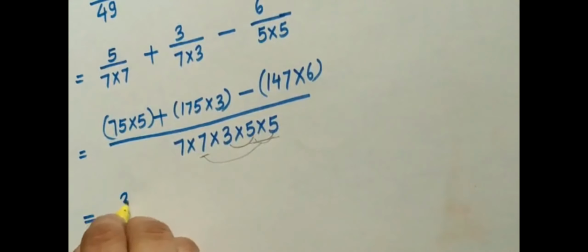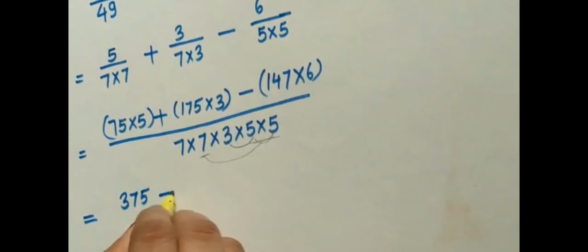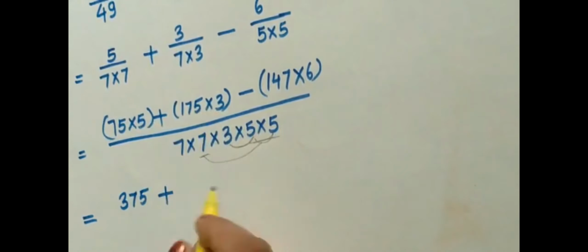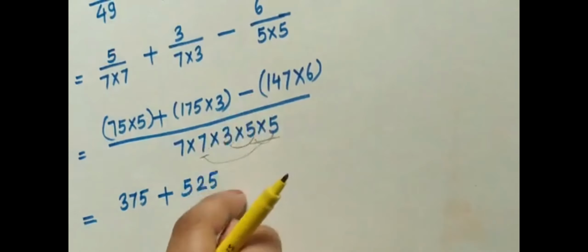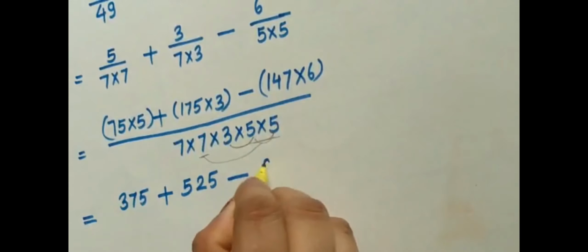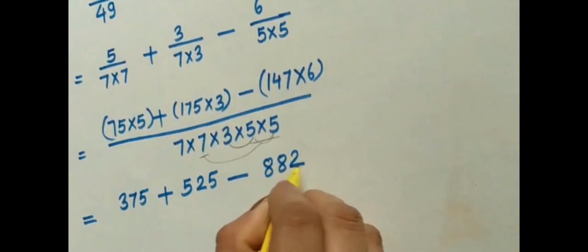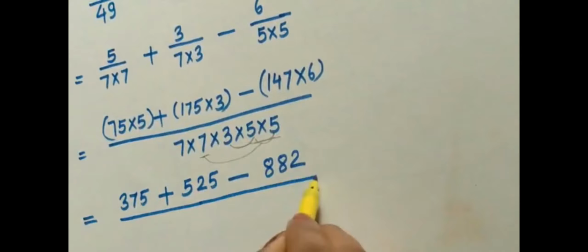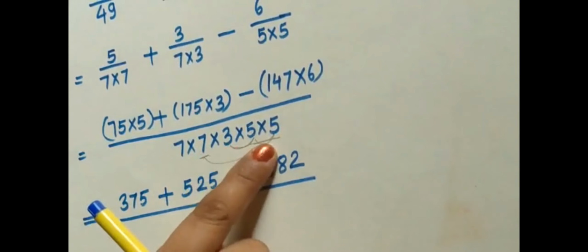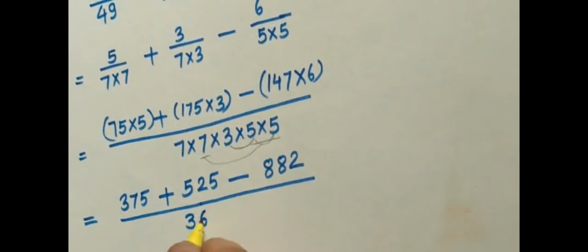75 cross 5 will give us 375, plus 175 multiplied by 3, that is 525, minus 147 multiplied by 6, that is 882. And when we multiply all the members of the denominator, it will give us 3675. So we need to write it like this.